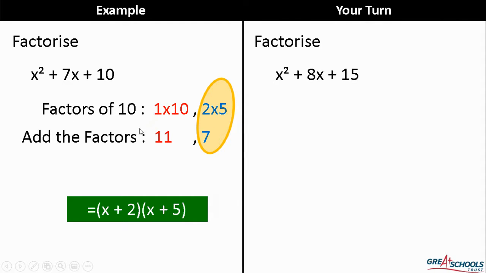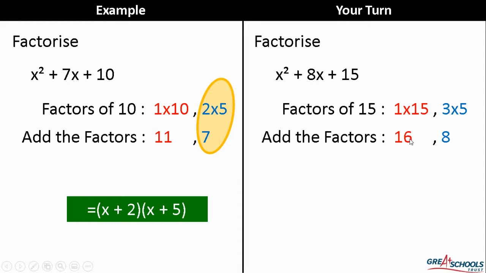Okay, what you should have done, I hope, is worked out all the factors of 15. In other words, the numbers that go into 15. So 1 and 15, 3 and 5. And then what you should have done next is added them together to see what you get. We're obviously looking for 8. 1 and 15 gives me 16. That's no good to me, but 3 and 5 give me 8.